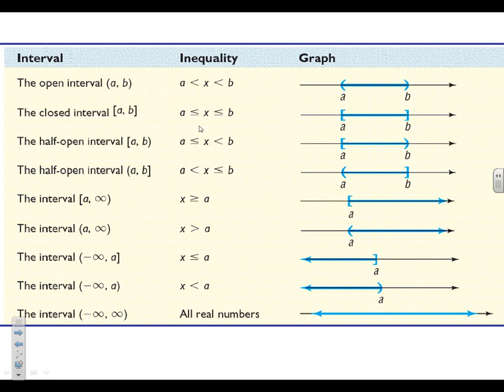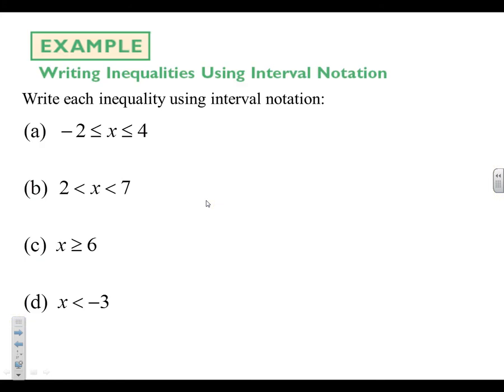And then going the other direction, if you have the interval notation, you can turn that into the graph, and the parentheses is the same as an open circle, and the square bracket the same as a closed circle. Okay, so let's see if we can do this. If we have -2 is less than or equal to x is less than or equal to 4, we're going to say square bracket -2 to 4 square bracket. 2 is less than x is less than 7, we're going to say parentheses 2 to 7 parentheses, because we're not equal to 2 or 7.